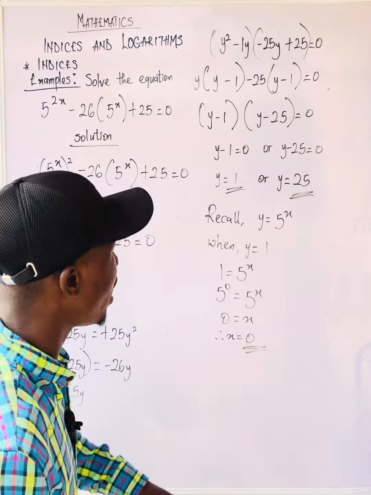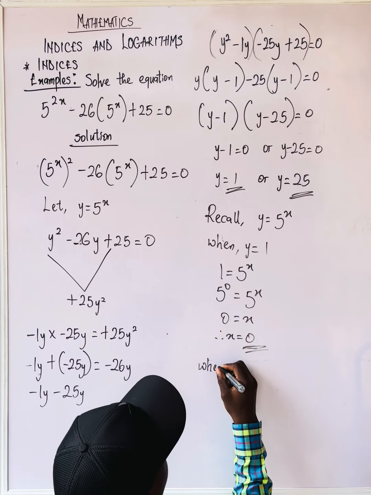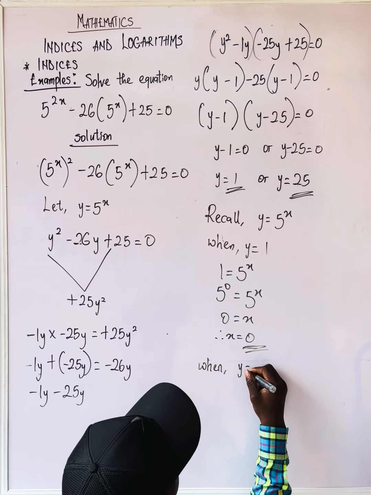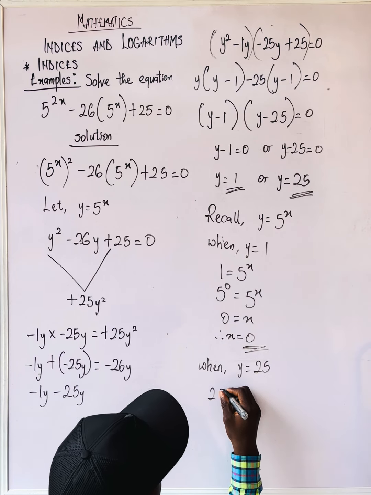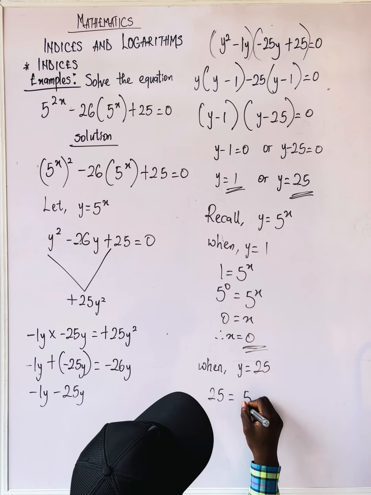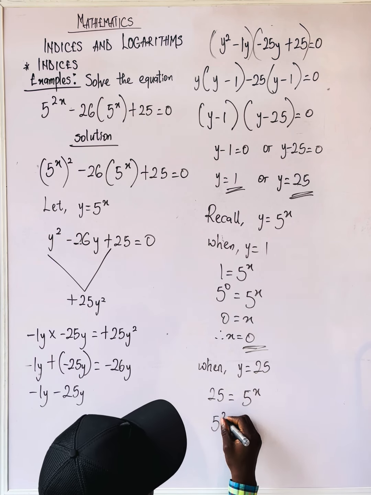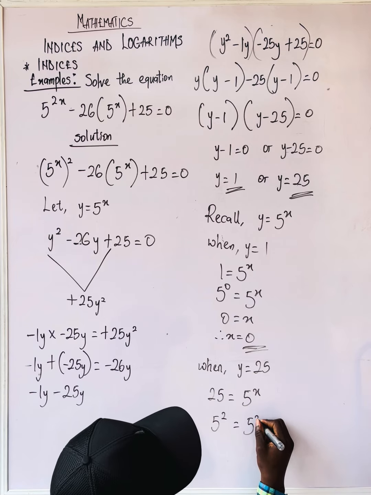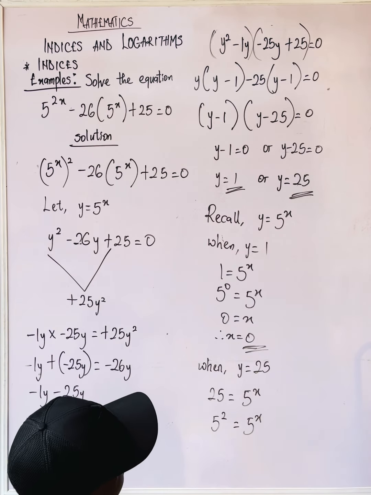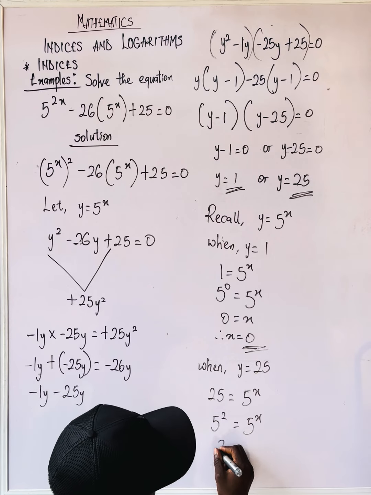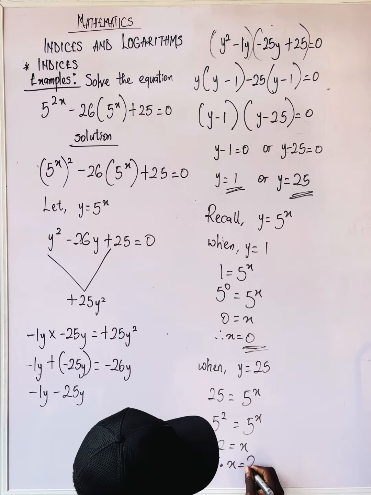Let's go back again and say when y is equals to 25, what are we going to have? We'll put inside this equation, which is 25 is equals to 5 to the power of x. This 25, I can write it as 5 to the power of 2, right? 5 to the power of 2 is still 25. So the bases are the same, equate them together. What do we have? 2 is equals to x. Therefore, x is equals to 2.